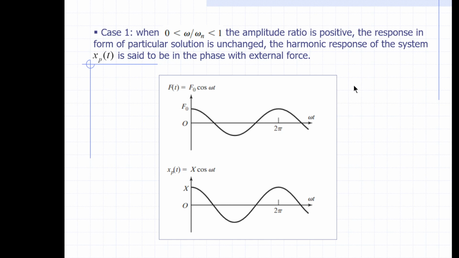Let's observe case 1, when the ratio of omega and omega n is less than 1. Then the response form of the particular solution is unchanged. And the harmonic response of the system HP is said to be in phase with the external force. It has the same phase as the external force like this. So when F0 is maximum, the amplitude is also maximum.